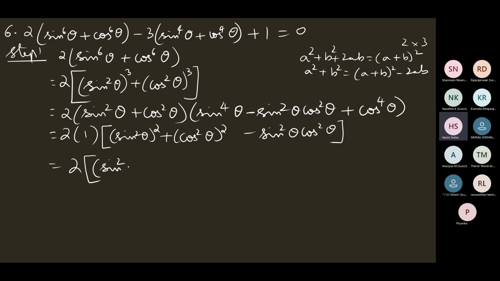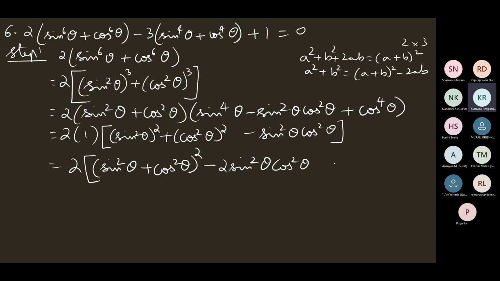Sine square theta plus cos square theta, the whole square, minus 2ab, minus 2 sine square theta cos square theta. Very good. Then that's all. We have used the identity, but there's one more term left, right? Minus sine square theta cos square theta. Very good.